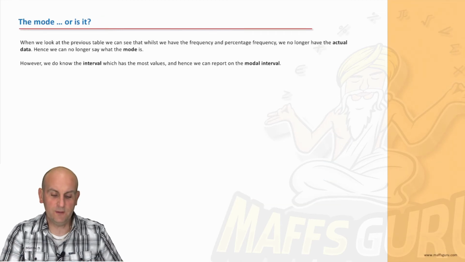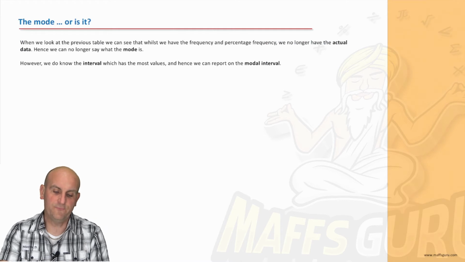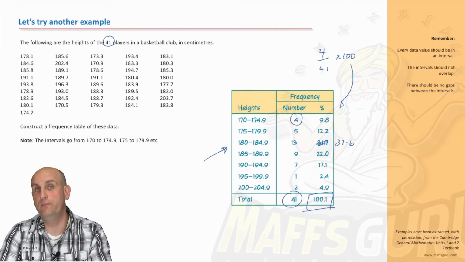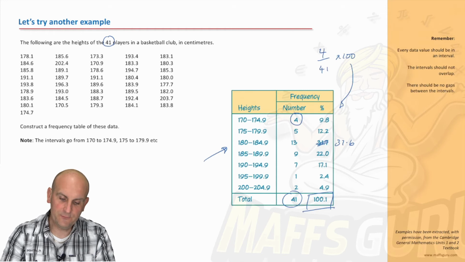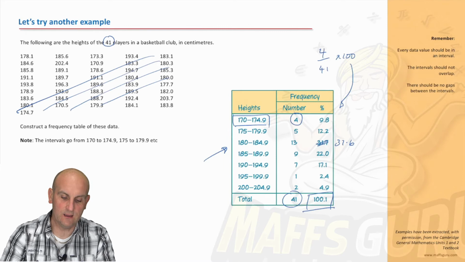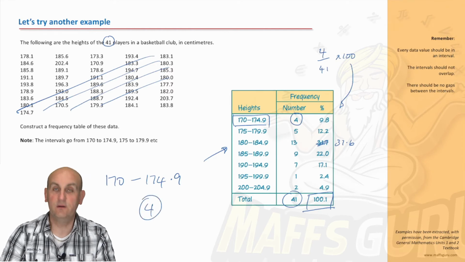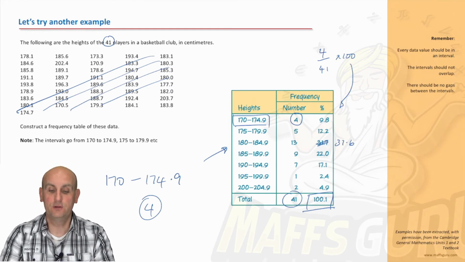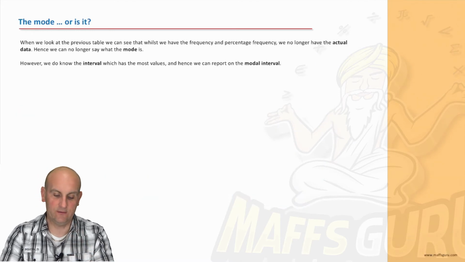The mode, or is it? When we look at the previous table, we can see that while we have the frequency and percentage frequency, we no longer have the actual data. So I'm going to go back, and this is the problem with grouping data. If we look here, if we didn't know that this data was here, all I know is that between 170 and 174.9, there are 4 data items, but I don't actually know what they are. All right, and you're not going to be able to find out. So you need to take that into account a bit later on, yes?